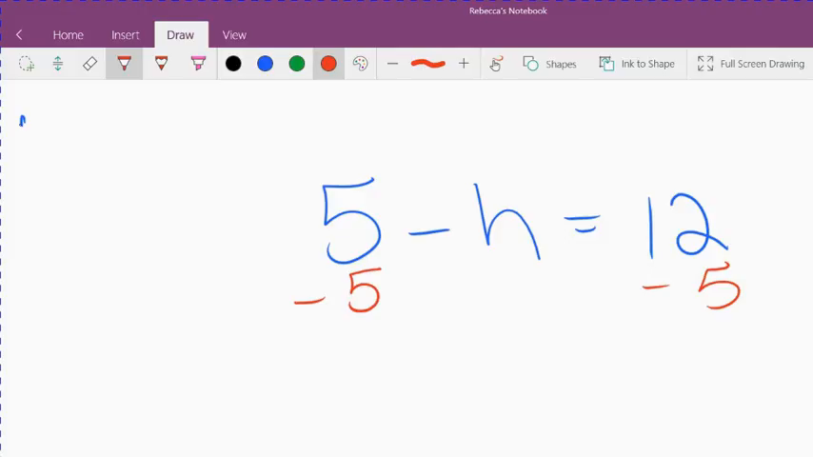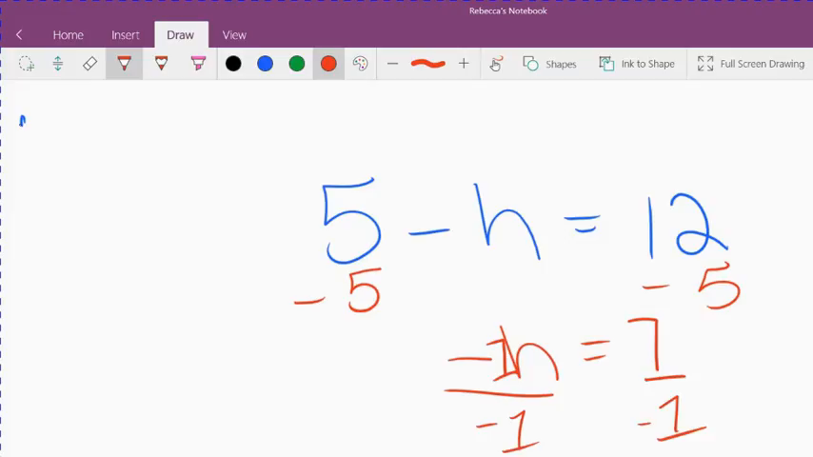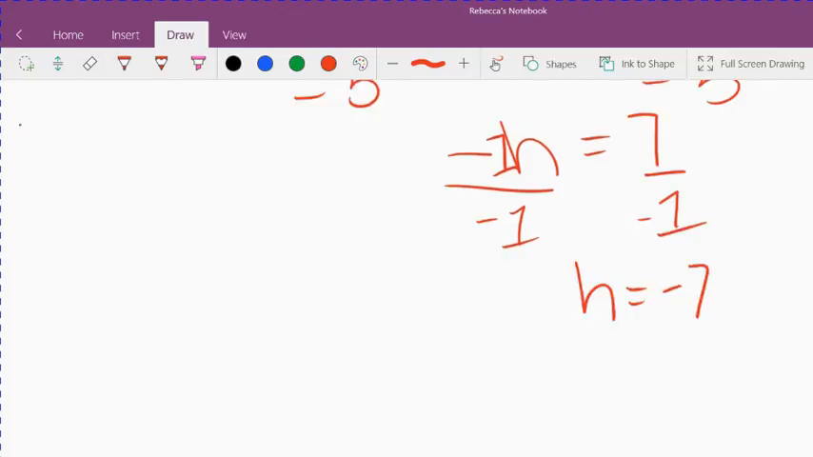Subtract 5 over here. And now we're left with negative h equals 7. Now we have this negative before our h. So our coefficient in this case is actually negative 1. That's a 1, not a 7. So now we need to divide by negative 1, and we get h equals negative 7. So don't forget that when you're subtracting a variable, that variable has a coefficient of negative 1.